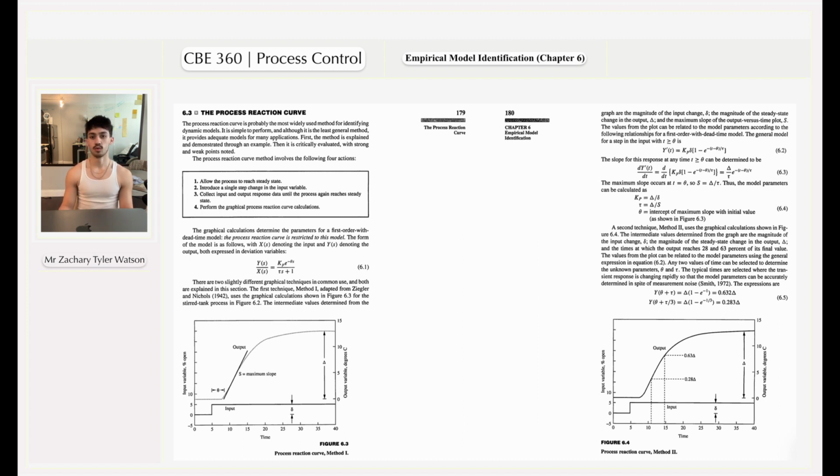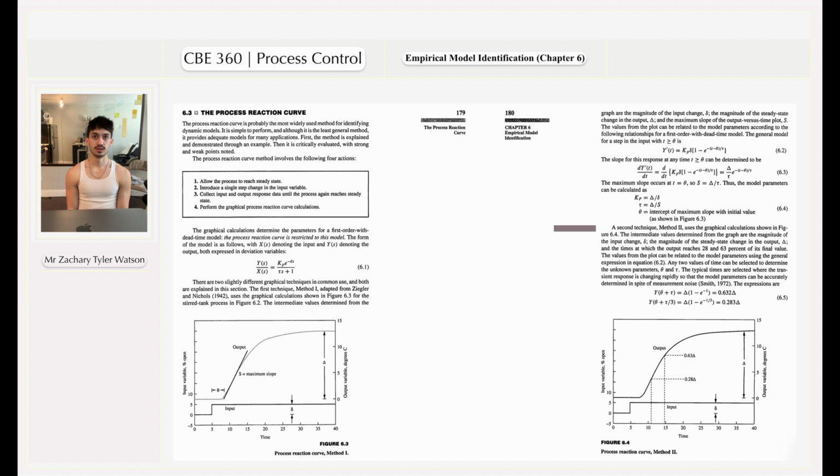We have deviation variable y of t equals the proportional gain times D times 1 minus e to the power negative (t minus theta) over tau. The slope for the response at any time t greater than or equal to theta can be determined by equation 6.3, and this is given as dy of t over dt, and the maximum slope occurs at t equals theta, so S is equal to delta over tau. Thus, the model parameters can be calculated as Kp equals delta over D, tau equals delta over S, theta equals the intercept of maximum slope with initial value, as shown in figure 6.3.